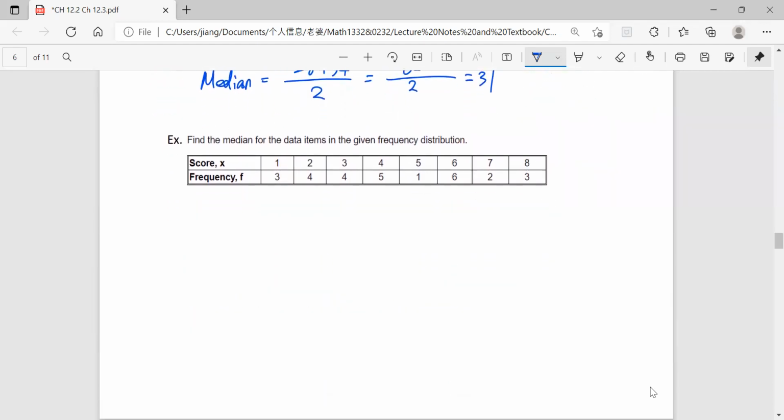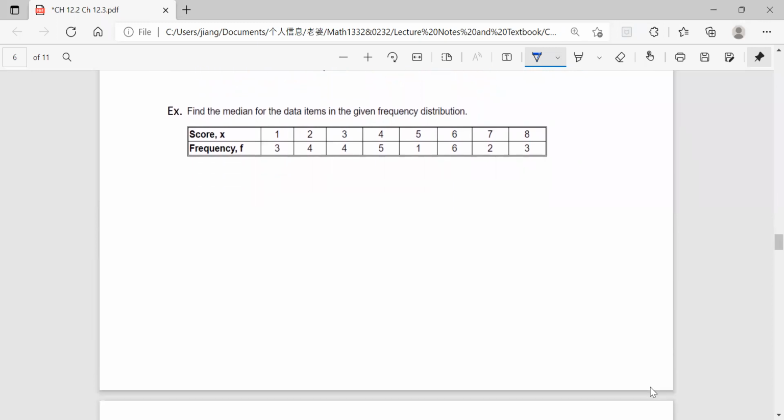Okay, let's move on to the next part. Find the median for the data items in the given frequency distribution. So how to find the median for this? We need to find the middle number. So first step, let's find the n. N equals the frequencies added together. So the first one is 3. So 3 plus 4 plus 4 plus 5 plus 1 plus 6 plus 2 plus 3. That's 28. So we have 28 numbers.